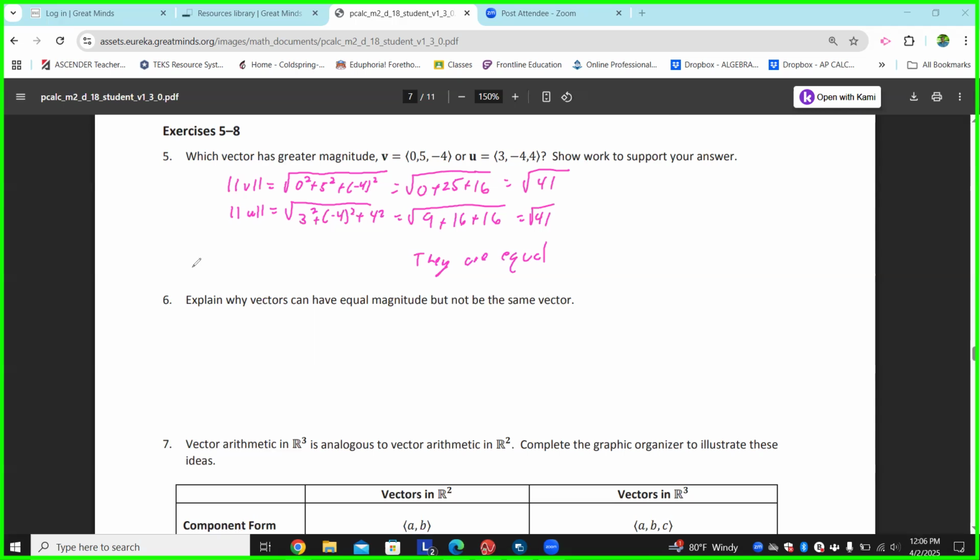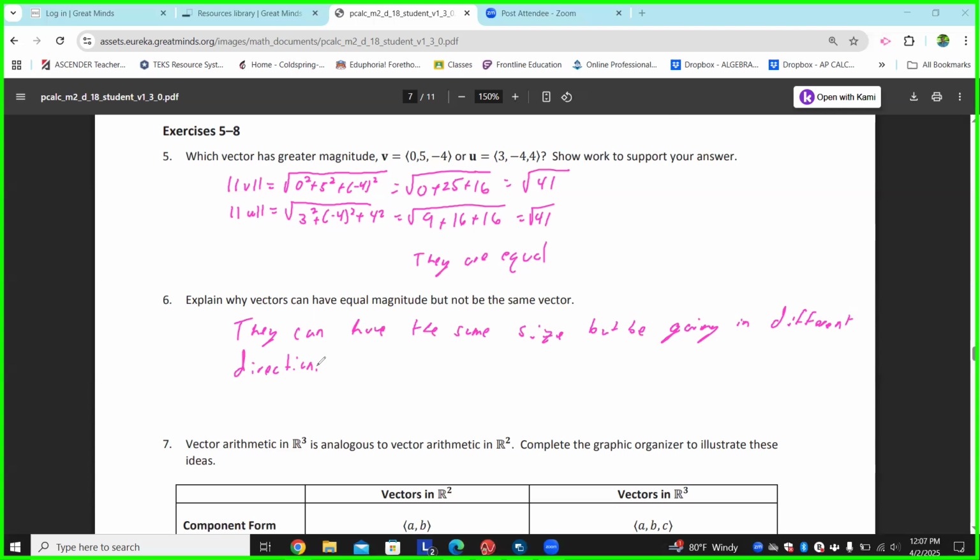Perfect. They can have the same size, but be going in different directions. All right. So yes, again, we've learned that even with two-dimensional space, we can have two vectors going in opposite directions but actually be the same distance.